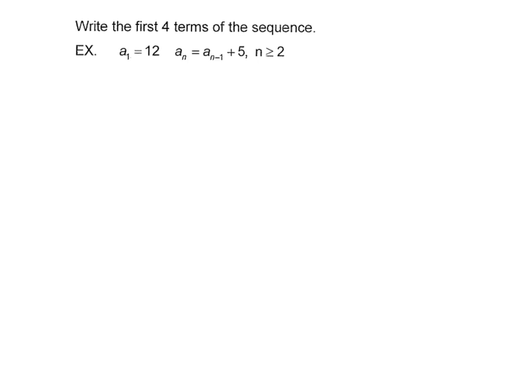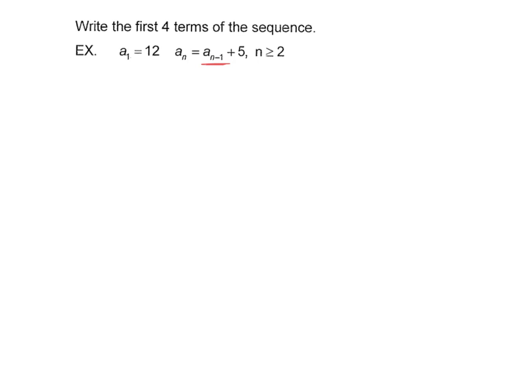This one's a little bit different. Again, we're asked to write the first 4 terms of the sequence, and we're given the first term. Then we have a formula to follow for the second term and beyond. But the second term will require going back to the first term. Every term will require going back to the previous one because of this little n minus 1.